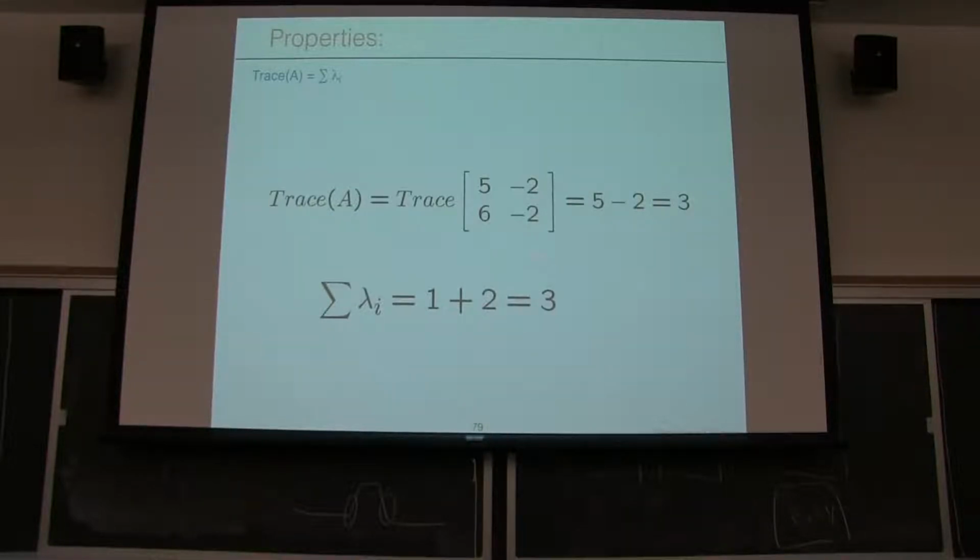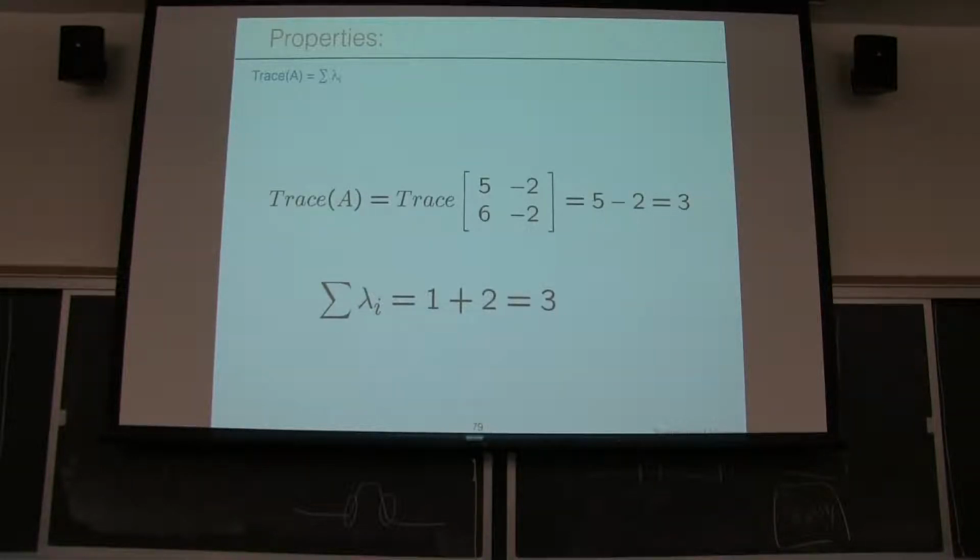In fact, the trace is equal to the sum of the eigenvalues. Okay? So if I look at this matrix, the trace is 5 minus 2 is 3, and we saw that the eigenvalues were 1 and 2, and when I add up, I get 3. That's not coincidence. That happens all the time.